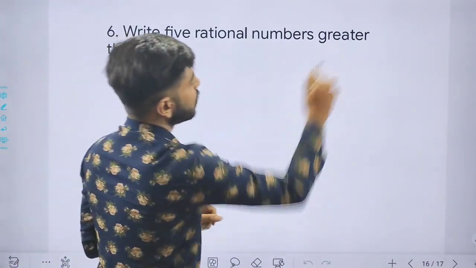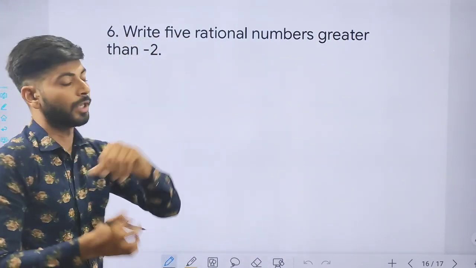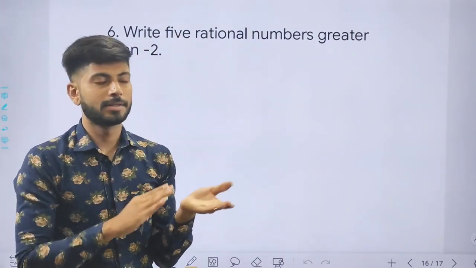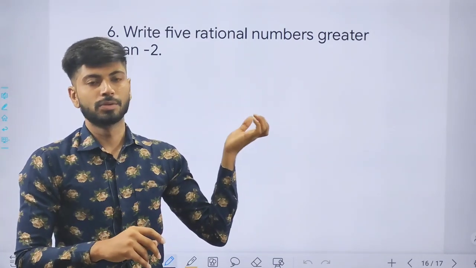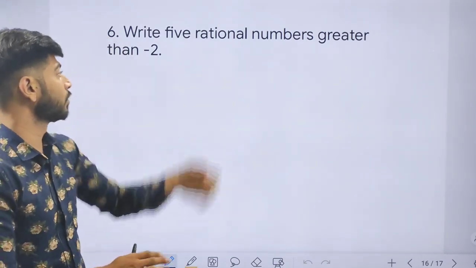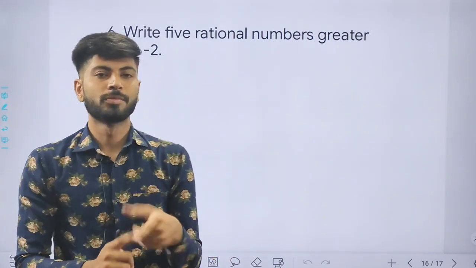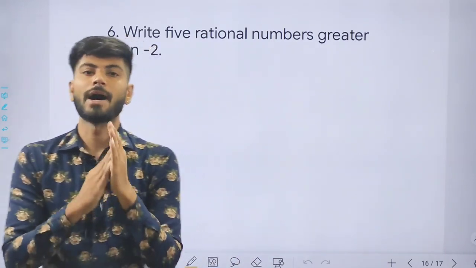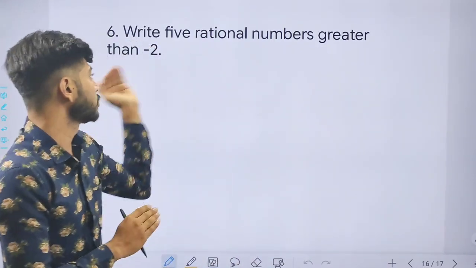Write 5 rational numbers greater than minus 2. Okay, it is the same question as smaller than 2. Okay, so in this it is given greater than minus 2. So all the positive numbers are greater than minus 2.